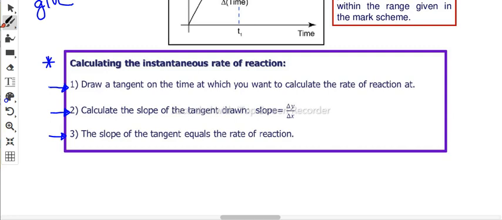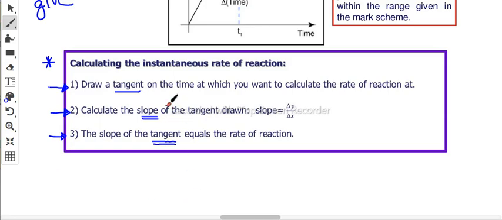Remember that in your external exam, if they ask you to describe how you can determine the instantaneous rate of reaction, these are the 3 different points that should be mentioned inside your answer. Drawing the tangent at a specific time, calculating the slope of this tangent or the gradient, and finally the slope of this tangent will equal the rate of reaction.